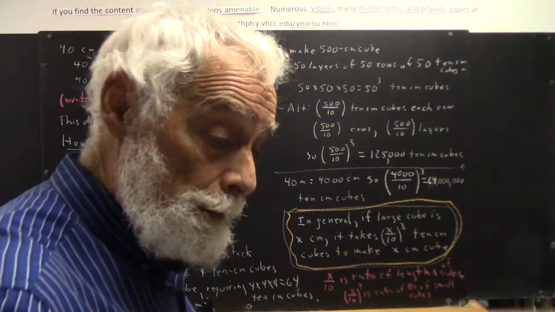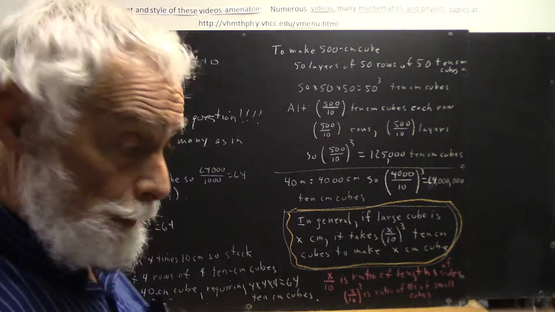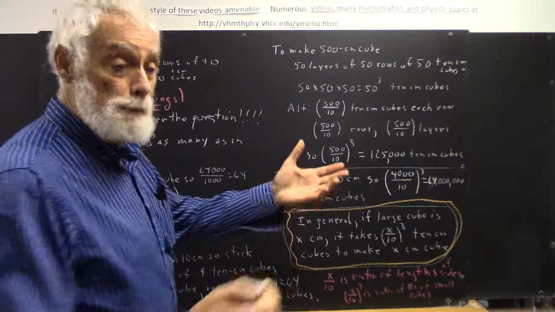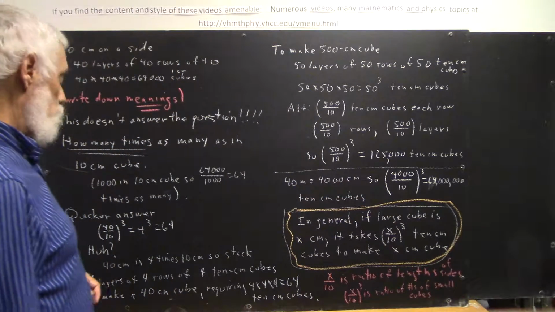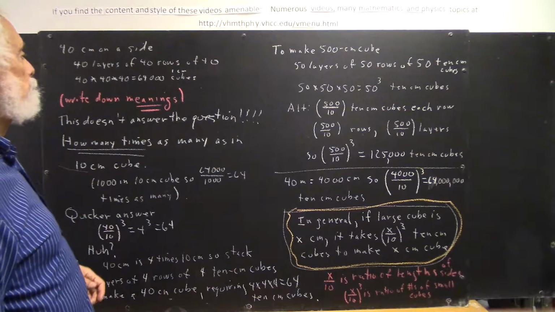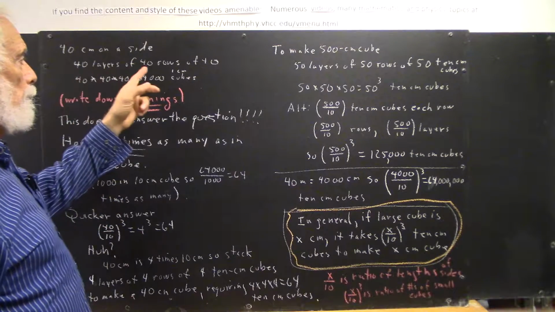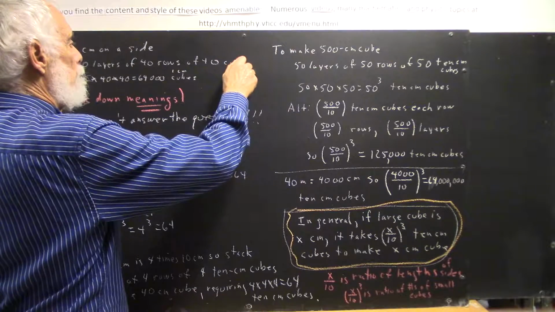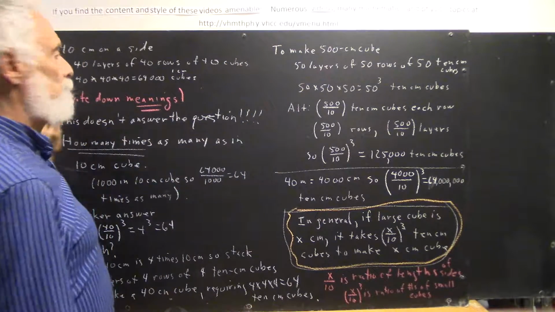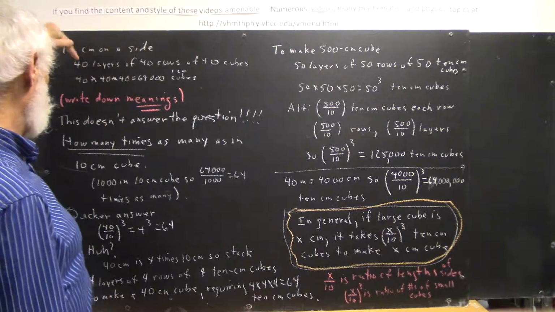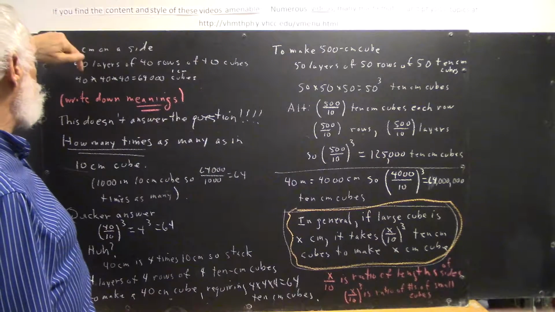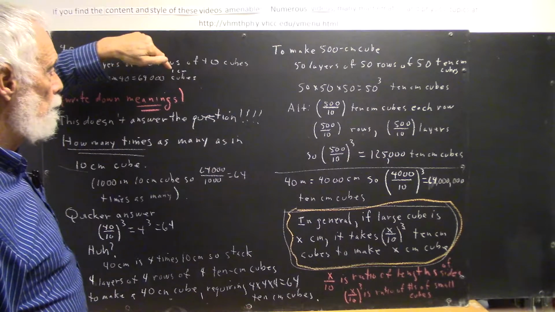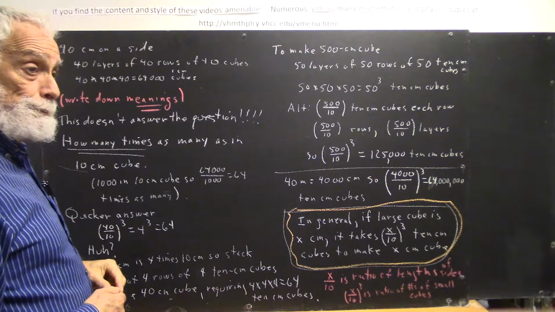Now what people did was they started putting numbers together, sometimes in a reasonable way, sometimes in a not so reasonable way. Some people said, okay, well, we got 40 layers, 40 rows, and 40 cubes. Complete my sentence, as I kind of tell people to do. So that would be 40 times 40 times 40, or 64,000 1 centimeter cubes.